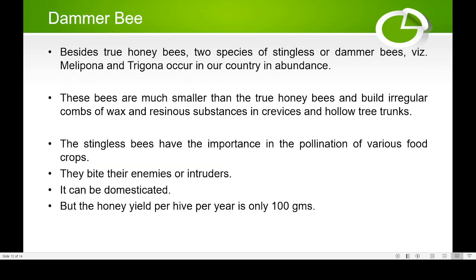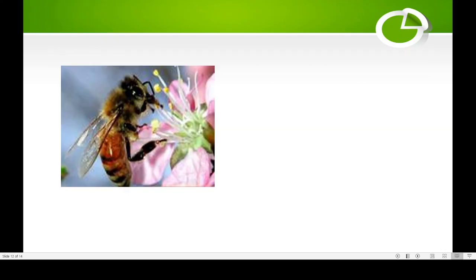So this is the fourth type of honeybee, and this is the most popular type which farmers are rearing for producing honey. So this is the honey producing honeybee, because they produce a comparatively larger quantity of honey, and also it can be easily domesticated. They are not very aggressive.